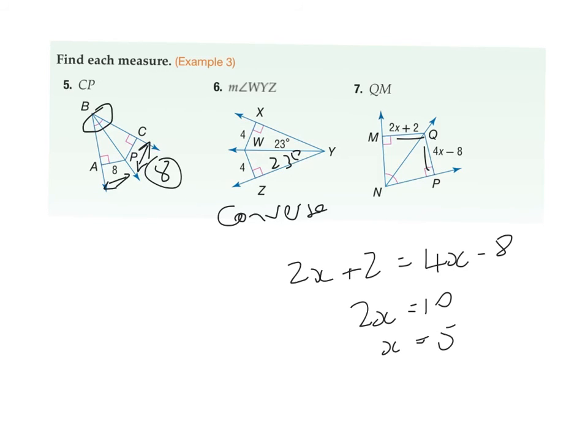Plug it back in again to make sure it's correct. So 2 times 5 is 10, plus 2 is 12. So this guy is 12. Can we prove it? Absolutely. Now we're going to prove it into this one here. So 4 times 5 is 20. 20 take away 8 will also give you 12. As those two equal each other, you know your algebra is correct.